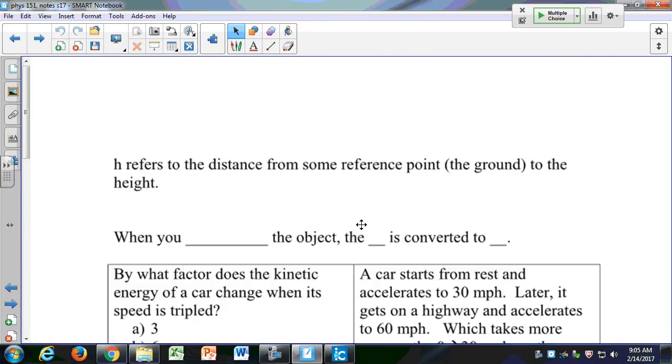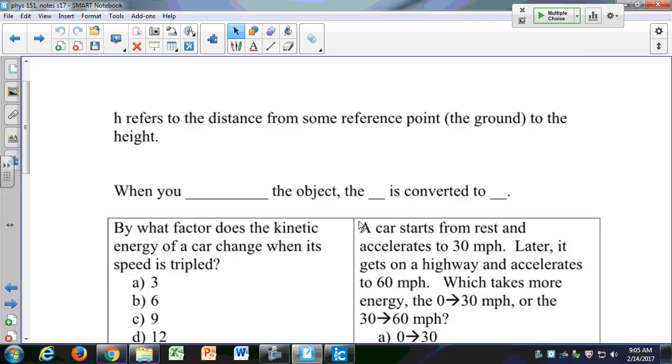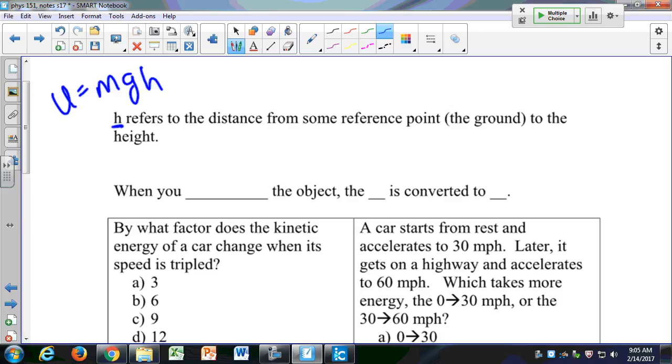That was our expression for potential energy. Hey, Raj, that's okay. Our potential energy is mgh, and h refers just to the distance from some reference point. So, for example, if I have an object that has a certain mass, the distance h is just the distance it is from the ground.